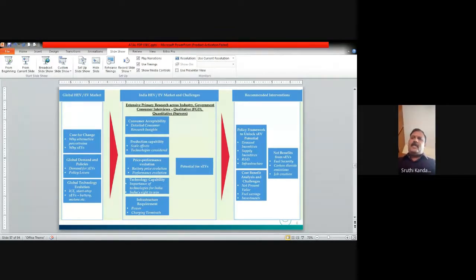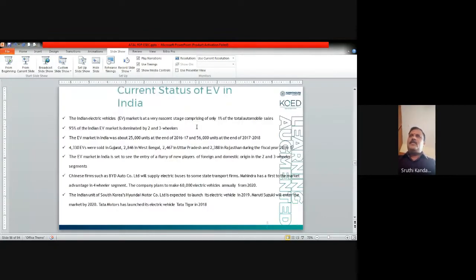Energy efficiency and emission reduction have improved automobiles, but the energy efficiency measures and pollution control measures did not keep pace with the sales growth in vehicles. This is the current status of the e-vehicle in India. The Indian e-vehicle market is at a very nascent stage, comprising only 1% of total automobile sales. 95% of the Indian EV market is dominated by two and three wheelers. Yes, two wheelers, and sometimes we have autos and mini autos.